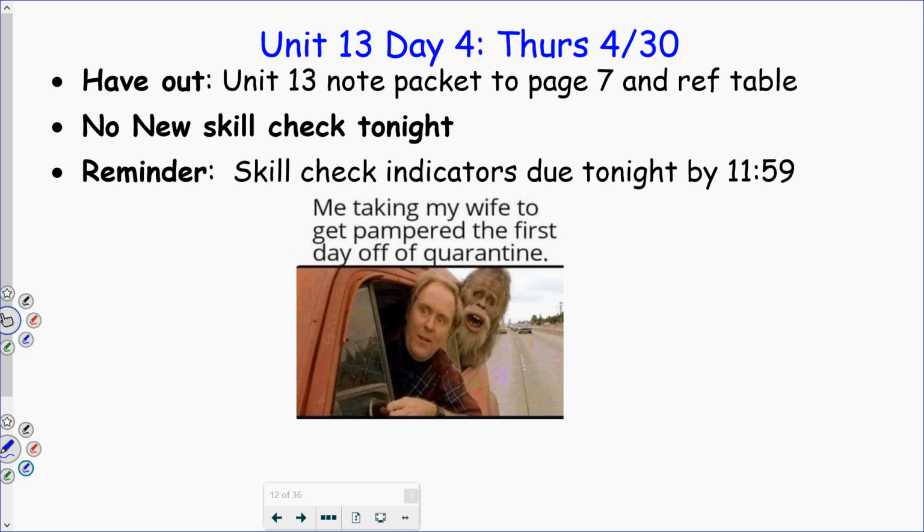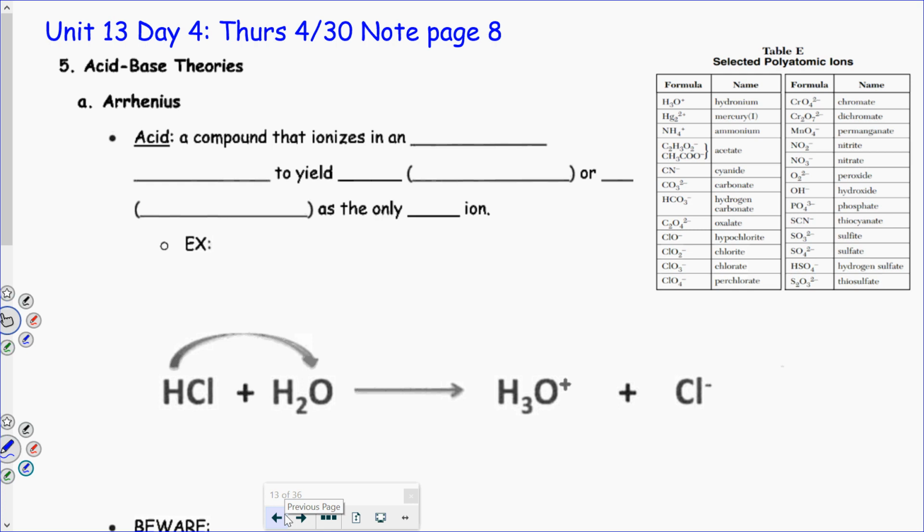So please have out your packet to page 8. What we're going to do today is talk about how there are actually 2 different ways to define acids and bases. They're called acid-base theories. Today we're going to do the first theory. Tomorrow you're going to learn the second theory. But it helps to explain the behavior of acids and bases. And the first theory we're going to be doing is called the Arrhenius theory. So it's just a way to define an acid and to define a base.